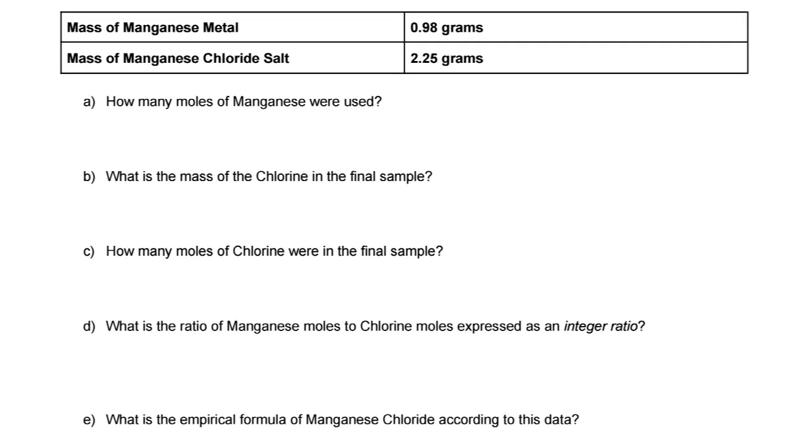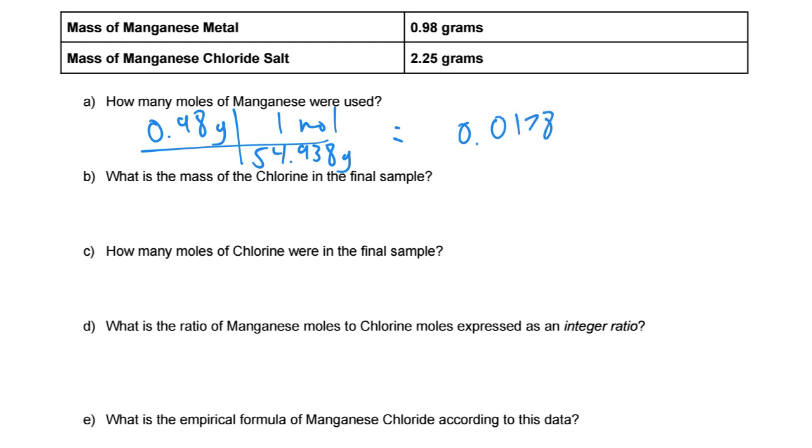Mass of the manganese metal and then mass of the manganese chloride salt. Let's go through these calculations quickly here. Moles of manganese, so we'll go 0.98 grams of manganese times its molar mass of 54.938 grams per 1 mole, which gives us 0.98 divided by 54.938, 0.0178 moles of manganese were used, and they didn't go anywhere. They stay in the reaction.